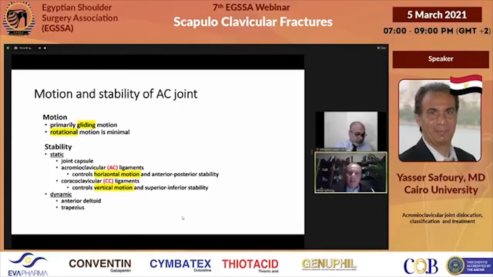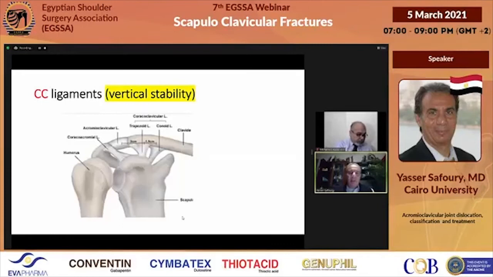Static stabilizers are mainly the AC ligaments, which are responsible for the horizontal motion and stability, while the CC ligament is responsible for the vertical stability. The dynamic stabilizers are the main big muscles here, the deltoid and the trapezius. So this is the vertical stability by the coracoclavicular ligament, the conoid and trapezoid ligaments. As you see here, they have a broad footprint.